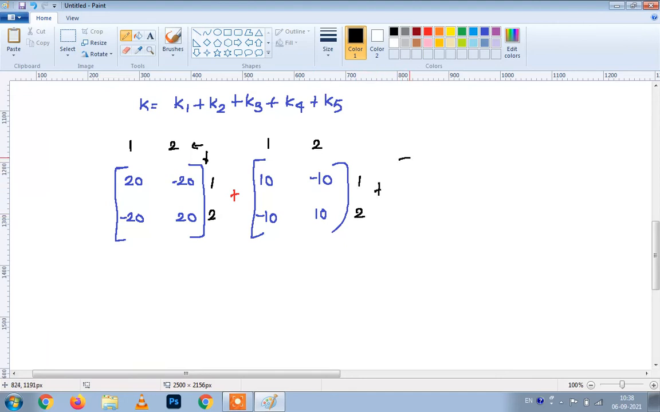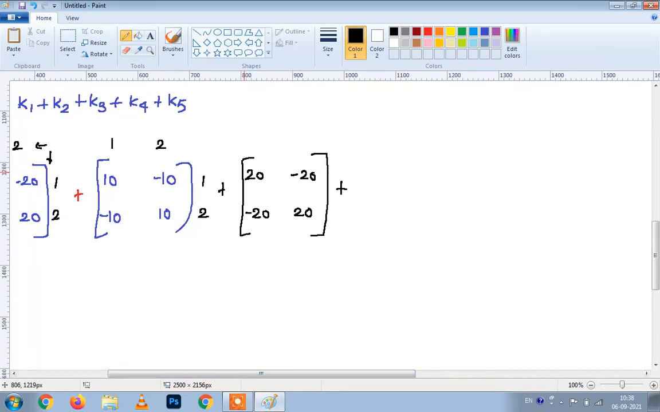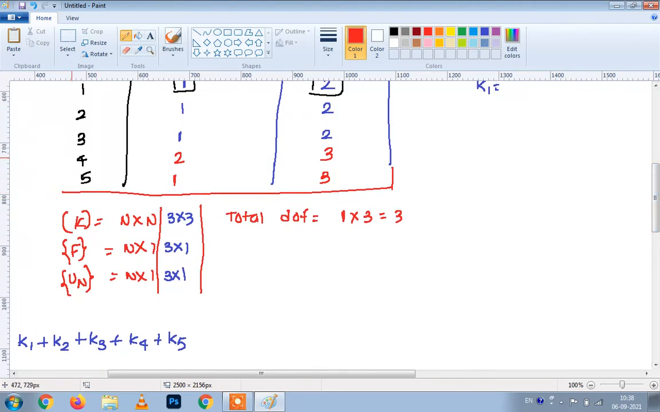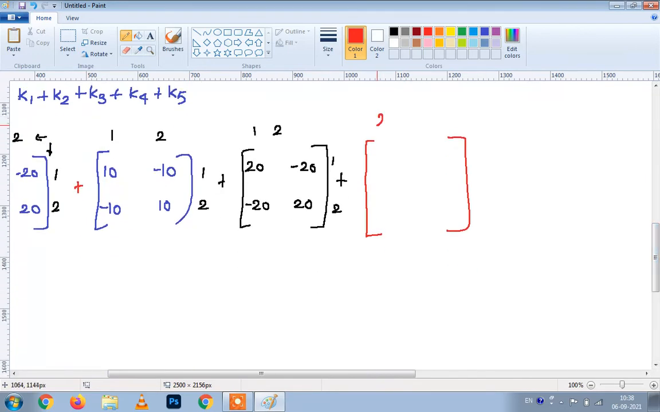Now, the third element, the stiffness is 20. So, 20, minus 20, minus 20, 20, plus element number 4. And this element number 3 is also connected between 1 to 2, 1 to 2. Now, the next, K4. Element number 4 is connected between 2 to 3. So, its degrees of freedom now will be 2, 3, 2, 3.